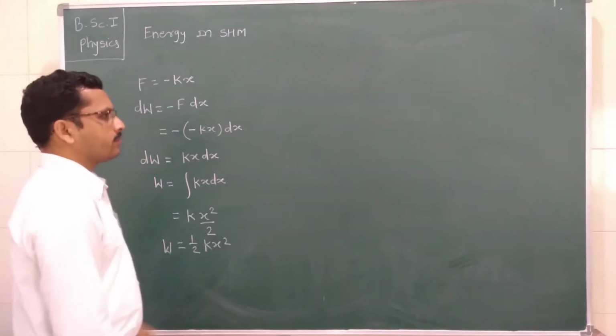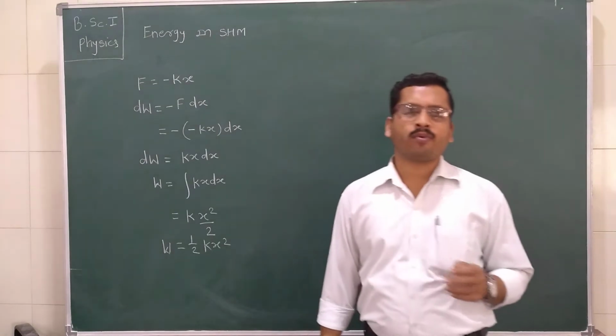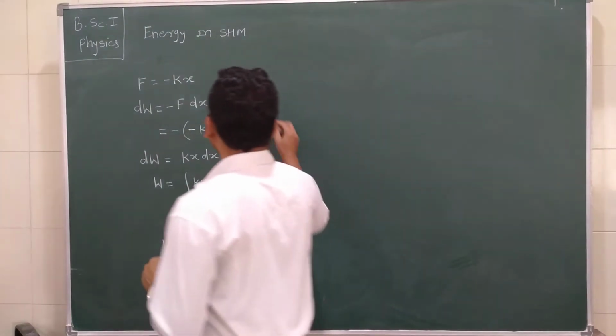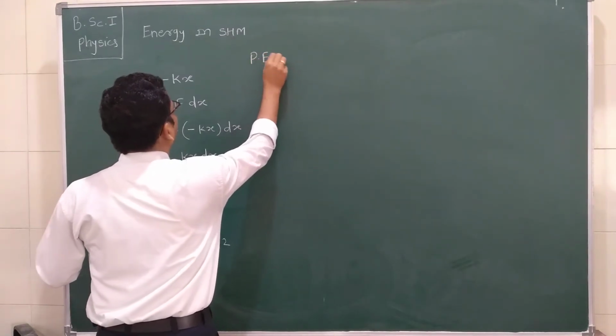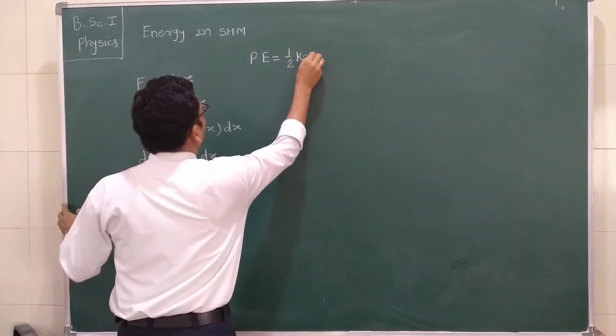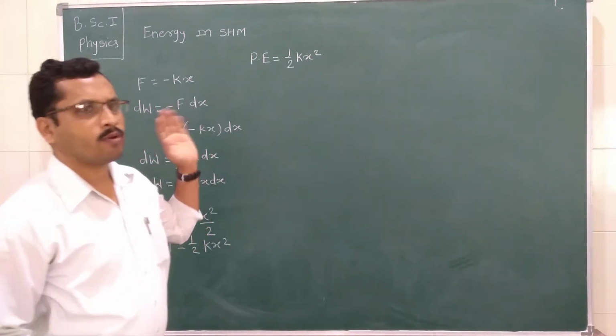Now this work done is stored in the form of potential energy. So we can write here, potential energy of a particle performing simple harmonic motion is equal to 1 by 2 k into x square. Okay. Now this is the expression for potential energy.